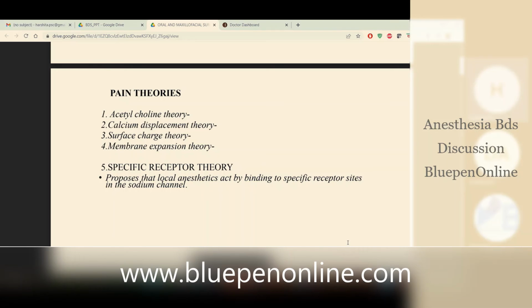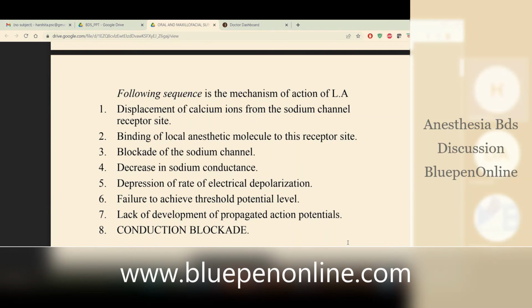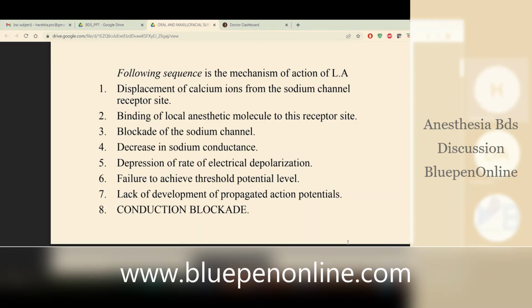The basic concept in the specific receptor theory is that when a local anesthetic is injected into your body, it has a certain amount of molecules present in it. There are specific receptor sites present on the sodium channel in the nerve fiber. So these local anesthetic molecules go and bind to the receptor channels, and that is how they start acting on it. Coming to the sequelae of what happens in the action of LA, we have 8 important steps.